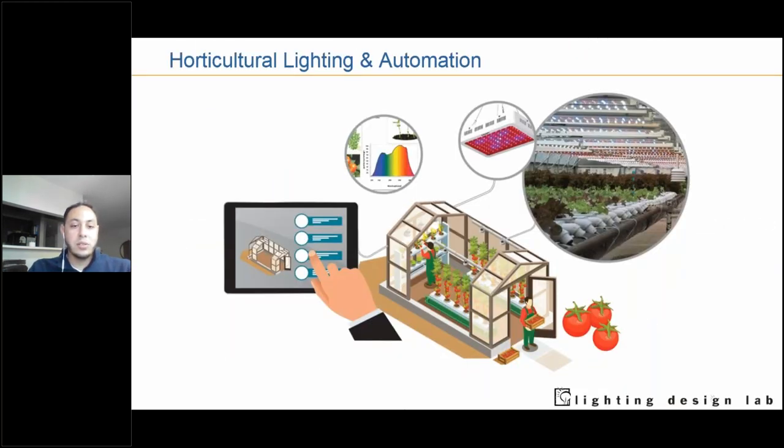When we're talking about horticultural lighting and automation, indoor horticulture, it is seldom the case that lighting is the only thing that you need to automate. Plants require a lot of tender love and care, from the correct spectral distribution to the correct dosage of different lighting wavelengths, to temperature, humidity, watering. A lot of things in horticulture can be automated.